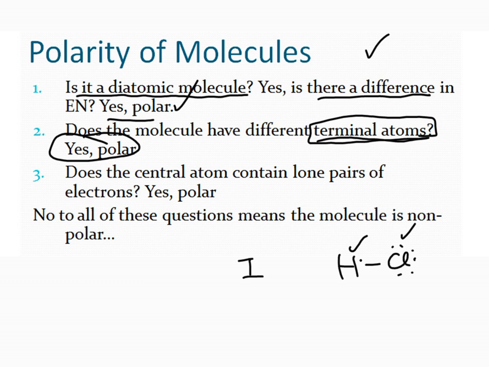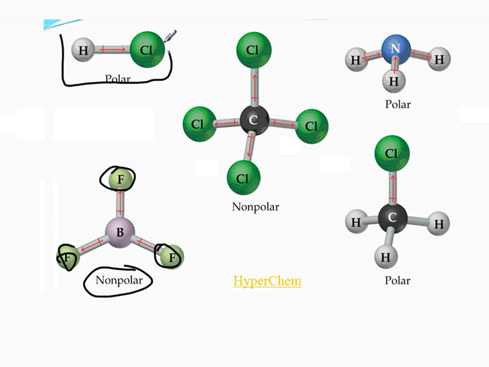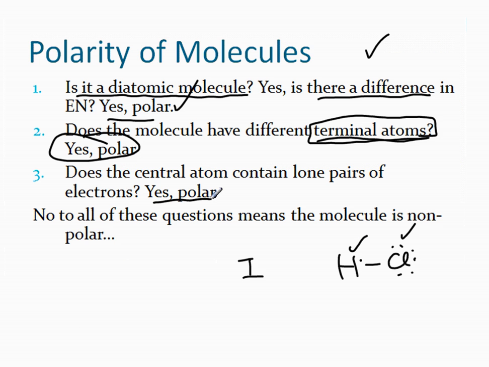When you look at BF3, I have the same terminal atoms on the outside, and then I go to the third question, which is lone pairs of electrons, and there are no lone pairs on the central atom in this one, although they're not shown. It doesn't matter, it's a nonpolar molecule. Here's HCl. HCl is polar because there are two atoms, and they're different elements. The last question is, if you have lone pairs of electrons on your central atom, you're automatically polar. If you say no to all three of these questions, it means you're nonpolar.